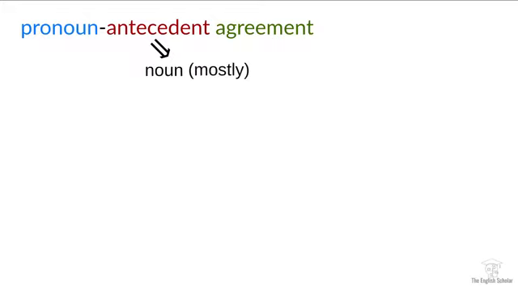So we know what is an antecedent, a noun. But that's not always the case. You'll find that out later on. And we also know what is a pronoun, a substitute for a noun. We're basically saying that in pronoun antecedent agreement, pronouns must agree with the nouns they are replacing.